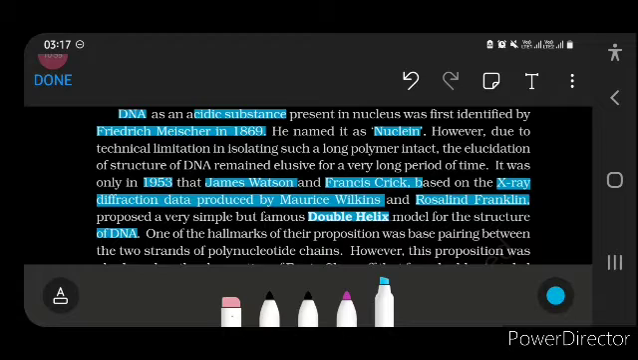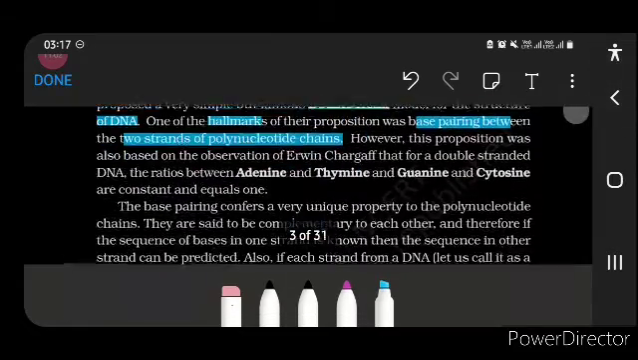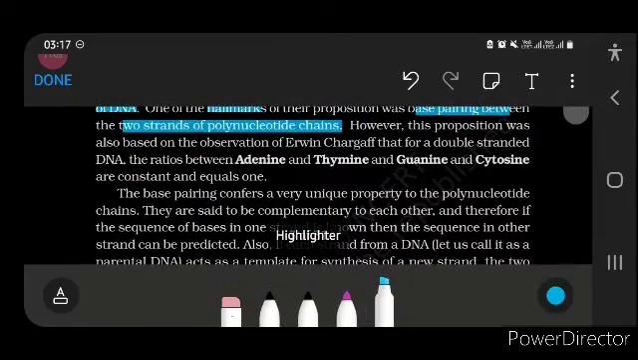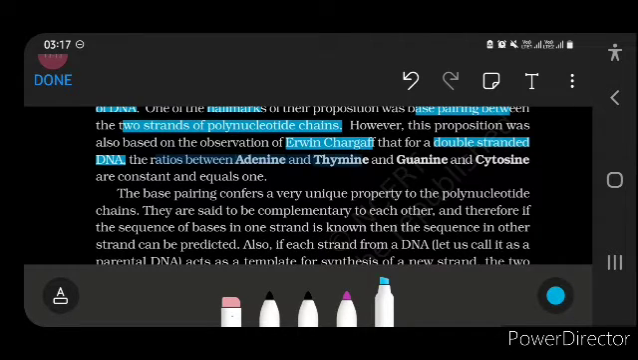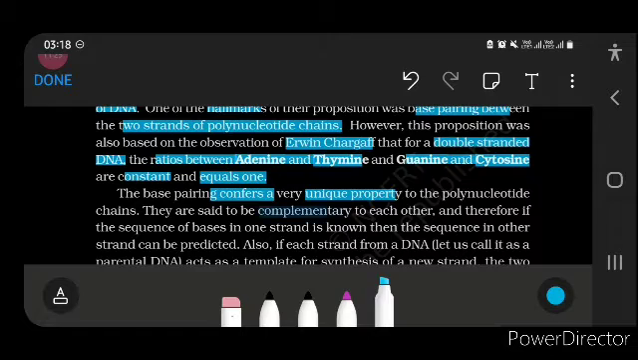One of the hallmarks of their proposition was base pairing in the two strands of the polynucleotide chain. However, the proposition was also based on the observation of Erwin Chargaff that for a double-stranded DNA, the ratio between adenine and thymine, and guanine and cytosine, are constant and equal 1. The base pairing confers a very unique property to the polynucleotide chains. They are said to be complementary to each other, and therefore if the sequence of bases in one strand is known, the sequence in the other strand can be predicted.